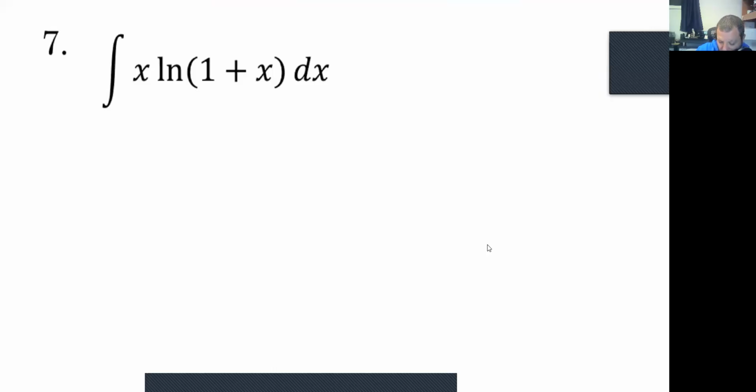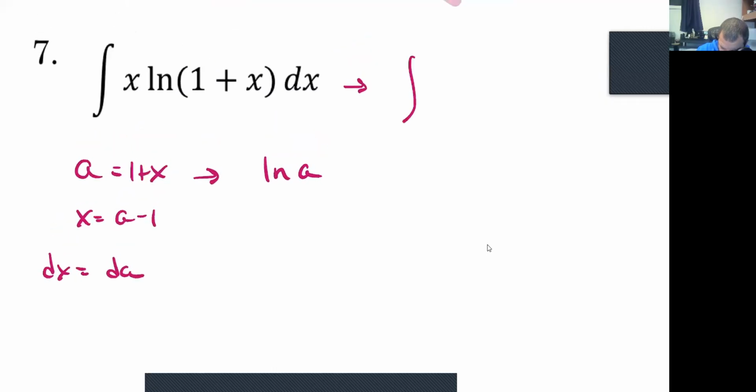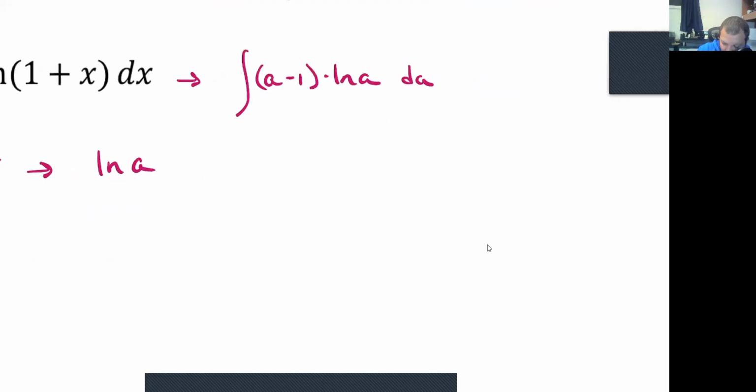So a sneaky thing we can do is say, let's let a equal 1 plus x. This is going to mean that we have the natural log of, sorry, a now. And that also means that x is going to equal a minus 1. And if we took a derivative, the derivative of x would equal the derivative of a. So we can rewrite this integral as the integral of a minus 1 times the natural log of a dA.